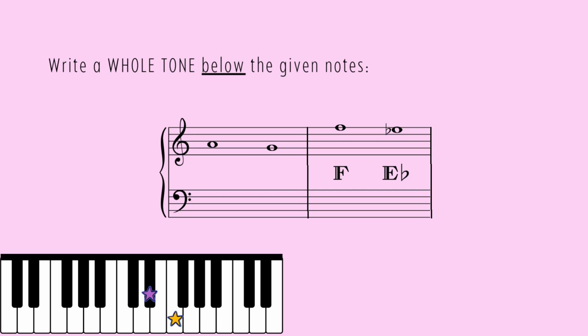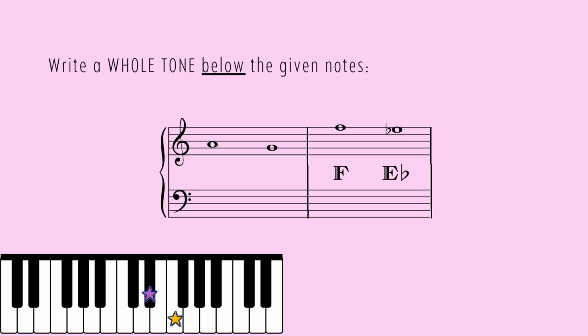Next, we're starting with the note F, and we're looking for that whole tone below F. So we're going to write the letter name that comes before F in the alphabet, which is E. So I write down E and I put an E on the staff. And then I'm going to go look at my keyboard picture. So I have an F that I'm starting with.